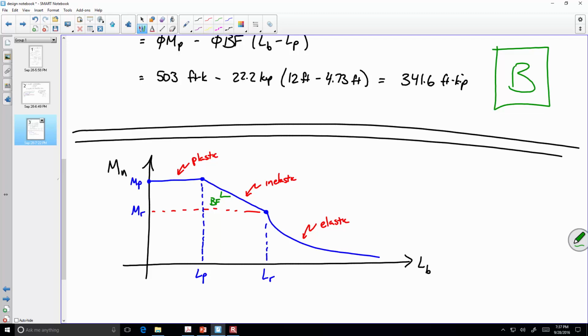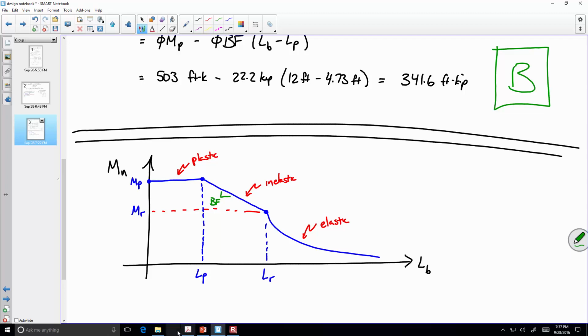So the first thing we needed to figure out is, were we in this range, or this range? Okay? In design mode, you never really want to be in elastic range, which is why the manual doesn't even give you the formula for the elastic range. It's either that or this. And if it's this, the capacity is just MP, and you look it up, and that's all there is to it. Okay?